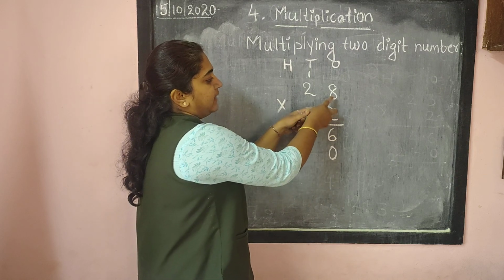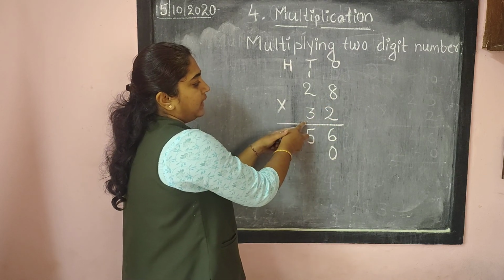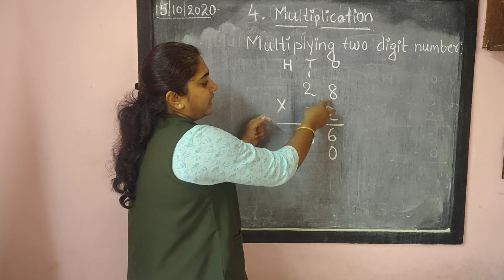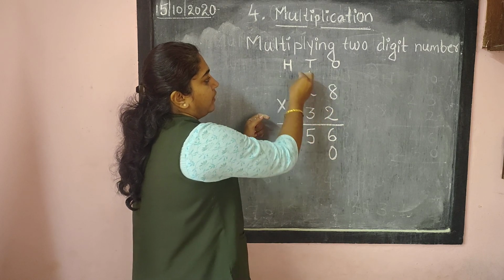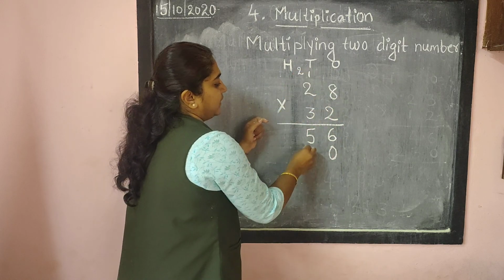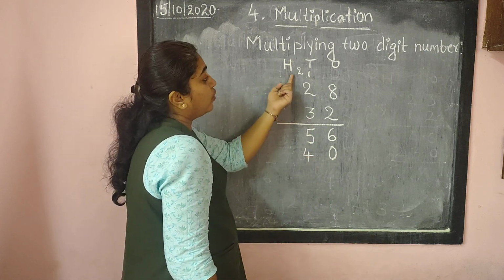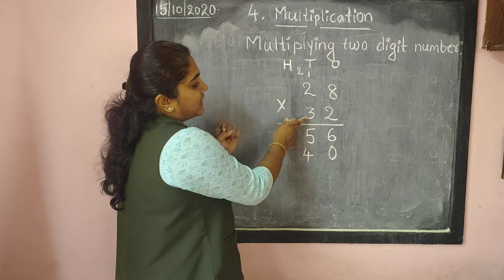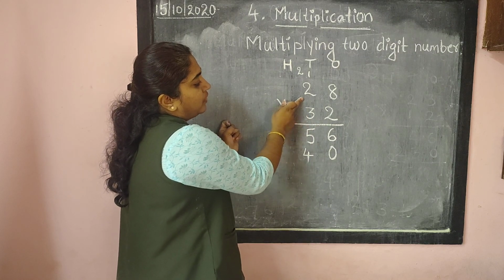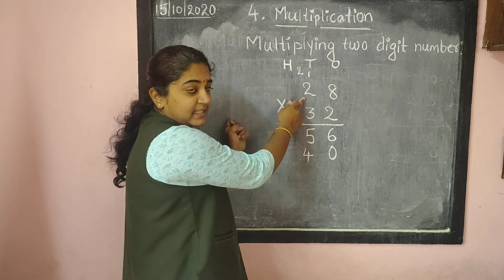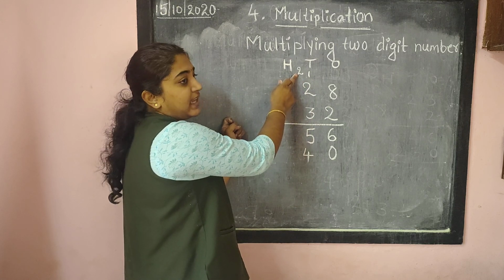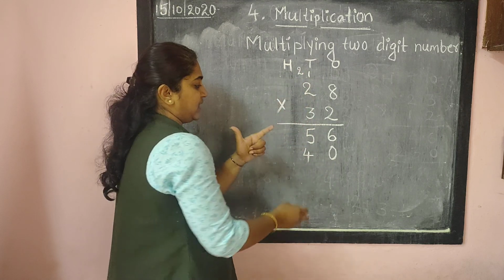3 8s are 24. 2 is carry. Next is 3 into 2. 3 2s are 6. 6 plus 2, that is 8.